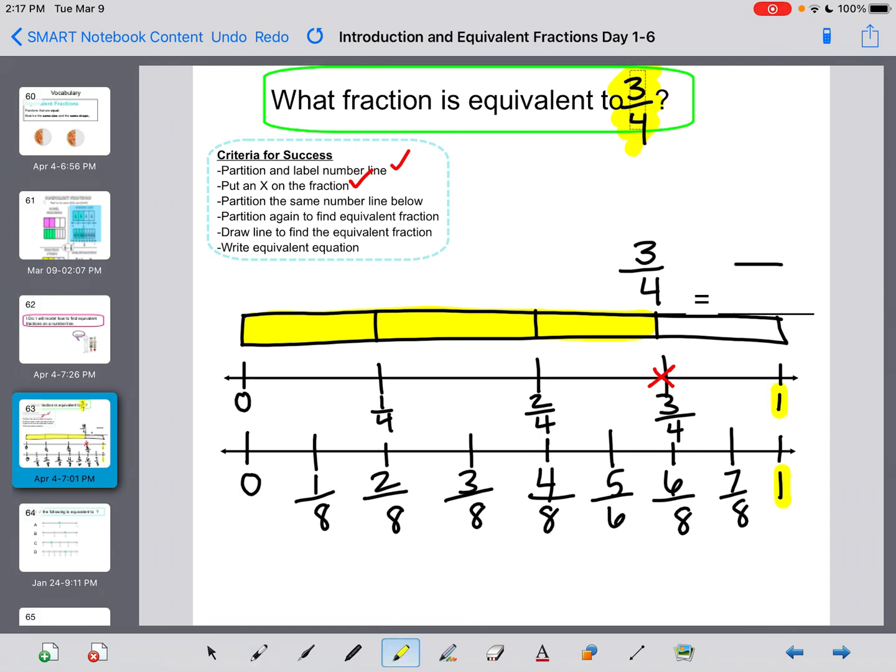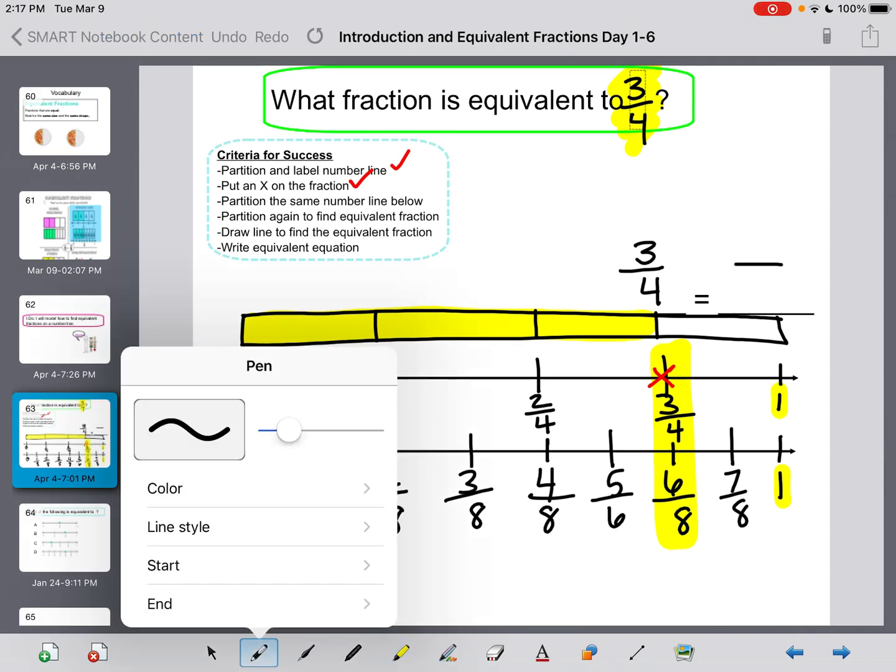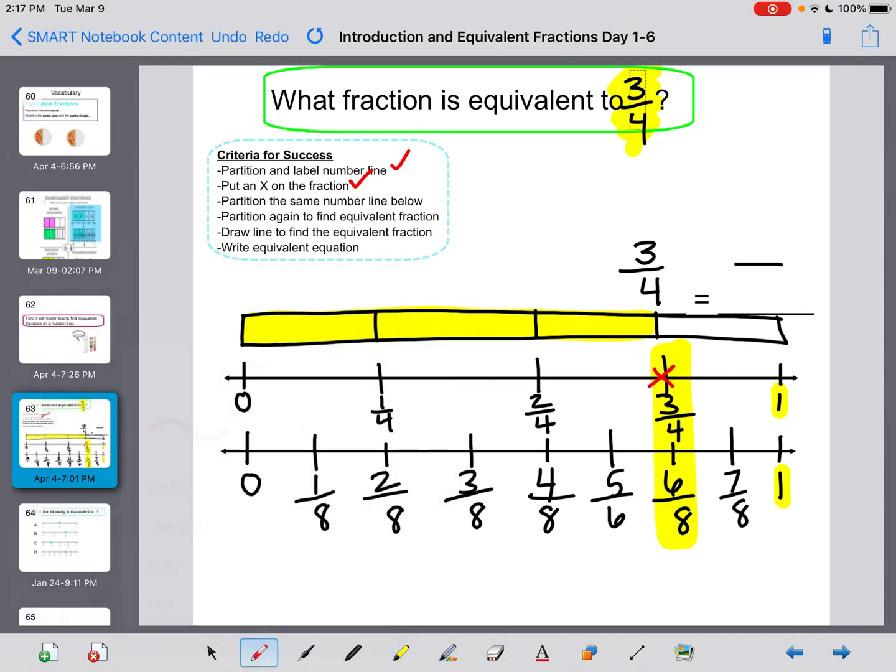I'm going to look directly below my fraction. My fraction was 3/4. I'm going to draw a line right down and see what it matches up with. Right underneath 3/4 is the fraction 6/8. They align perfectly on top of each other. So I can say 3/4 is equal to 6/8.